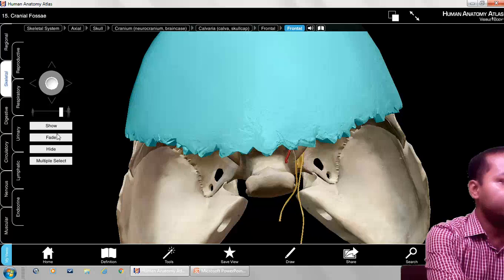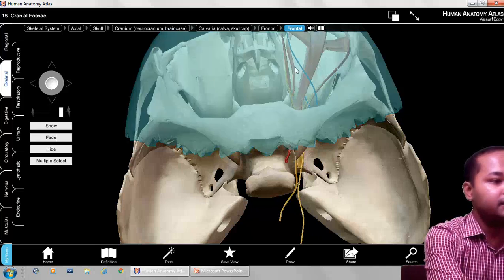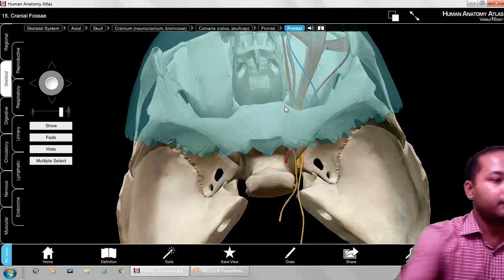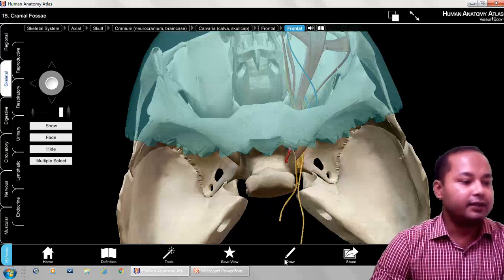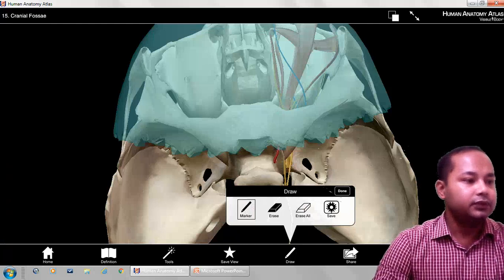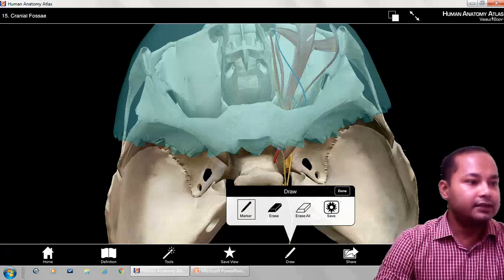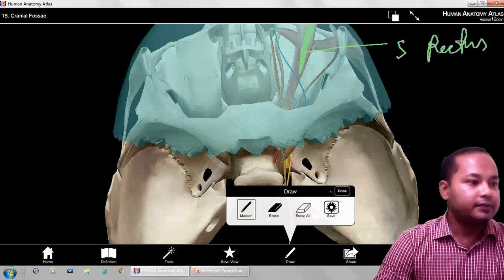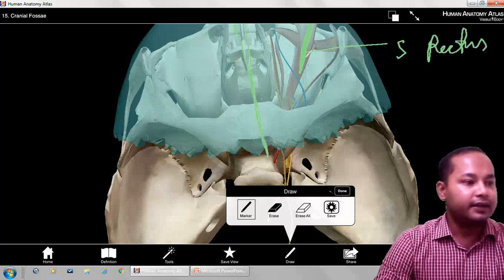I will just fade this one, so as I look into the muscles more clearly. Okay. So what I want to tell you is that I will link it out. Please have a look. This is the superior rectus muscle. And this superior rectus muscle, what it is doing to the sagittal plane, this is the sagittal plane, it is making an angle of 25 degrees.